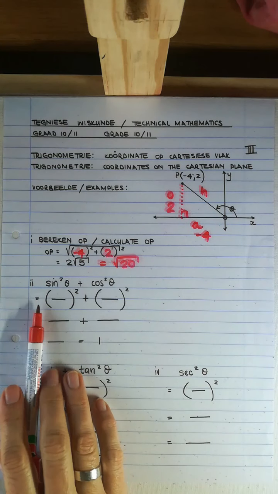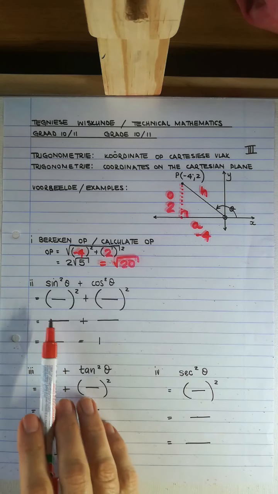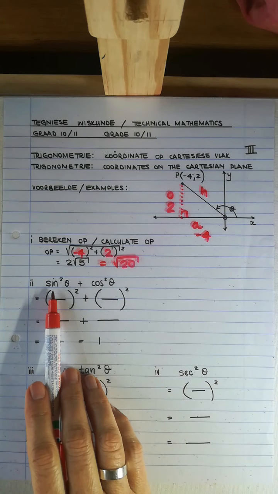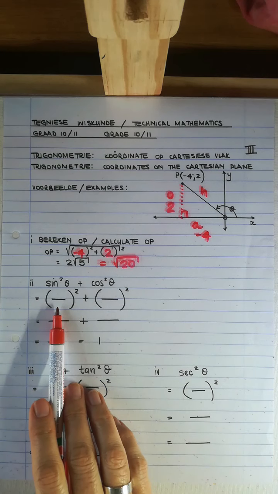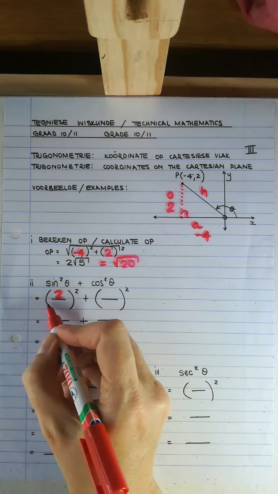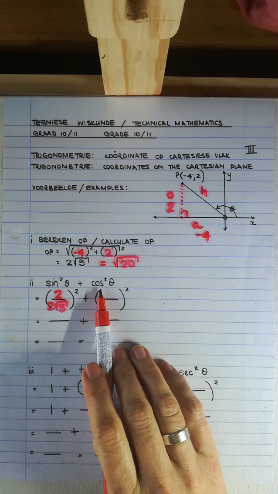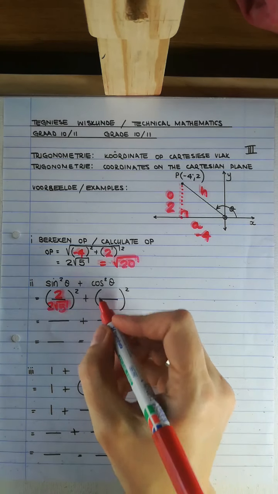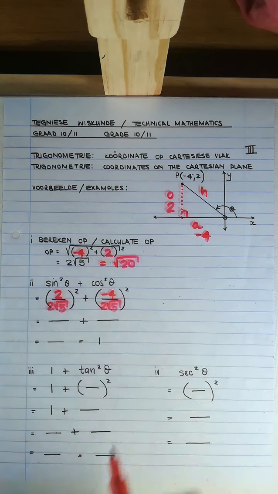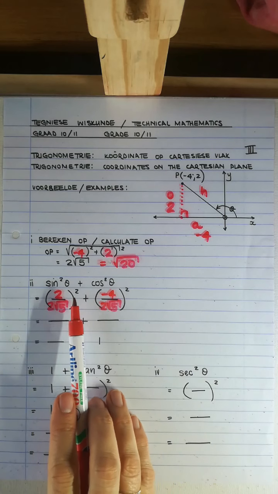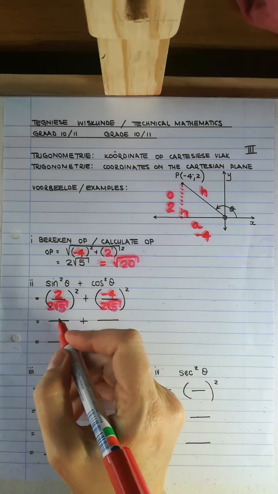In the second place, they ask us to simplify sine squared theta plus cos squared theta. We are going to substitute, in the place of sine theta, opposite over hypotenuse. So it's 2 over 2 square root of 5. And for cos theta, we will substitute adjacent over hypotenuse, -4 over 2 square root of 5. Both of these fractions must be squared from the expression, and this will give us a 4.